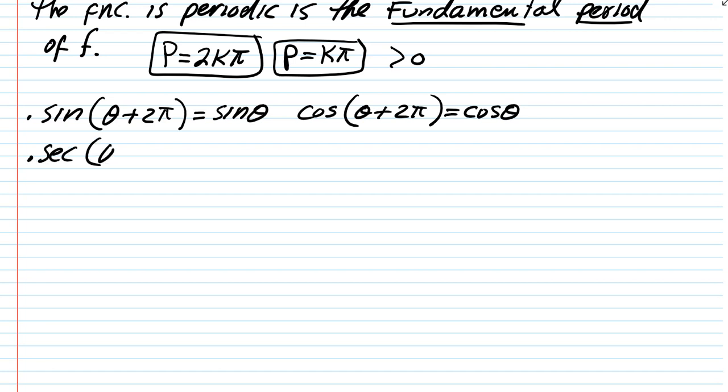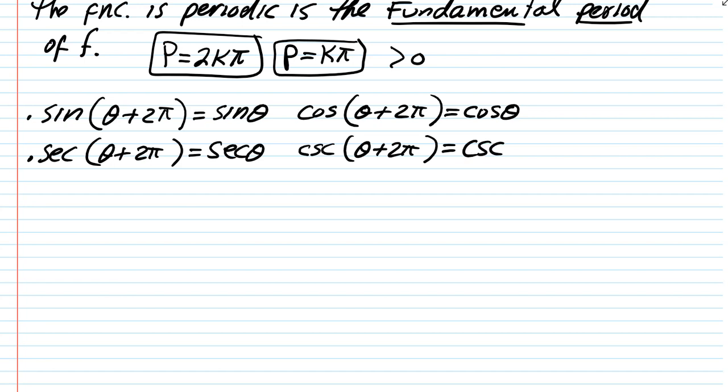Secant is also periodic: plus 2 pi gives you secant theta. So in other words, what we're saying here is that the period of sine, cosine, secant, cosecant is 2 pi. There you go. Keep that in mind. For those 4 trig functions, the period is 2 pi, in the basic form. That's if you don't compress them, stretch them, and do funny things with them.